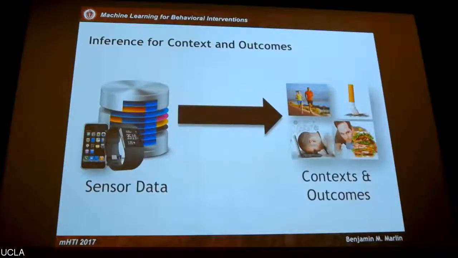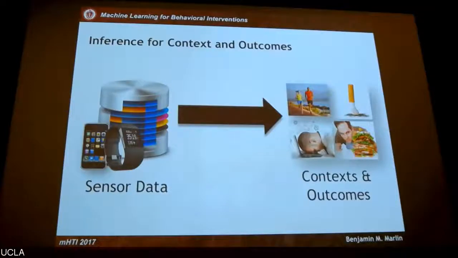So it's nicer if we can think about inferring these intermediate context variables that are meaningful and interpretable to clinicians and to behaviorists, as a step in between this massive volume of raw data and the problems that we're trying to solve in terms of intervention design. The big data piece of this work really occurs at the sensing level. That data is extremely high volume, but extremely low information content.